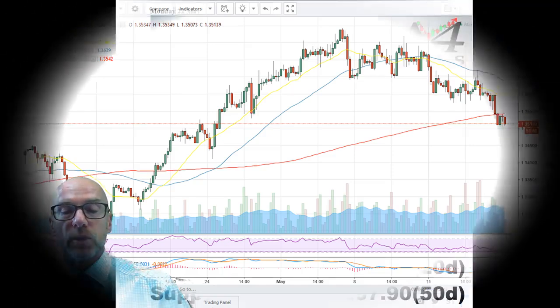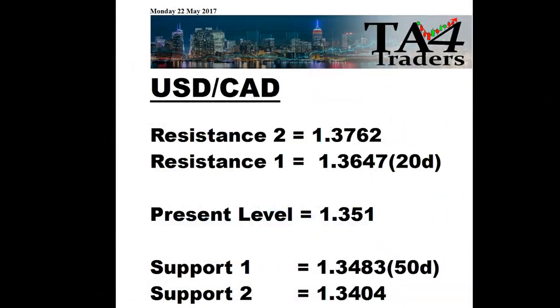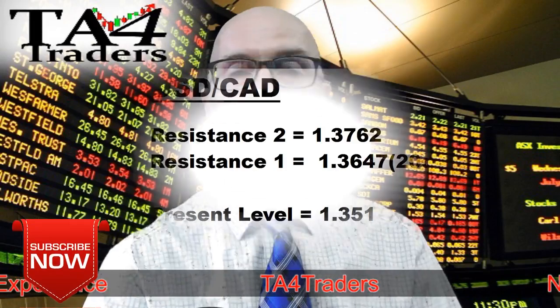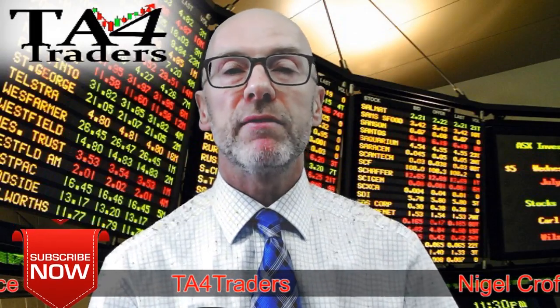Looking at the support resistance levels, you can see that the resistance is at the 20-day 136.47, and then at 137.62, with supports coming in at the 50-day 134.83, and then at 134.04. So that's been TA for Traders, having a very quick look at the charts on the US dollar against the Canadian dollar.